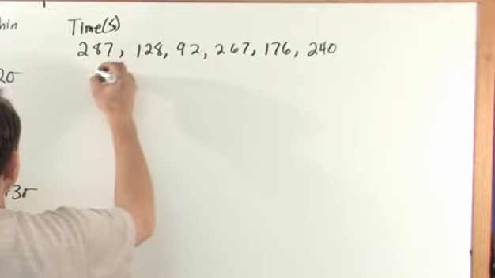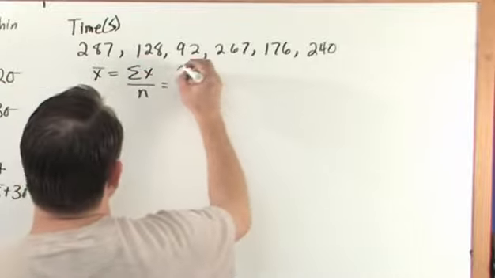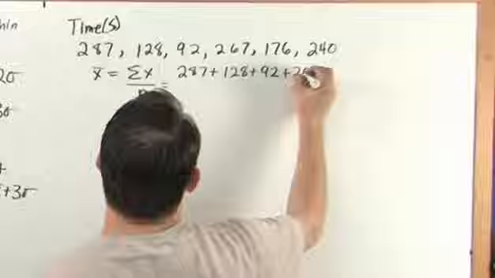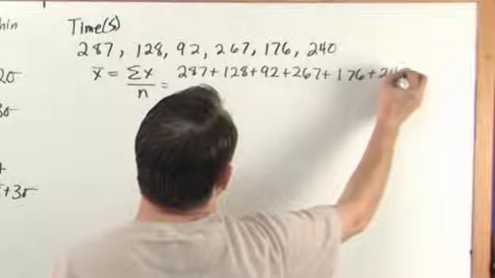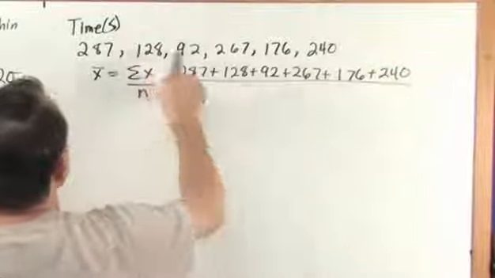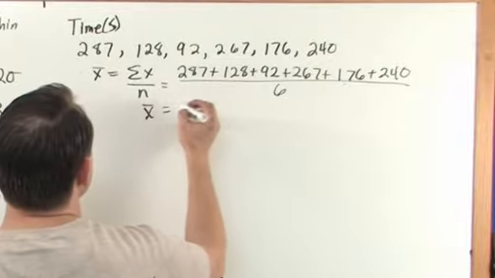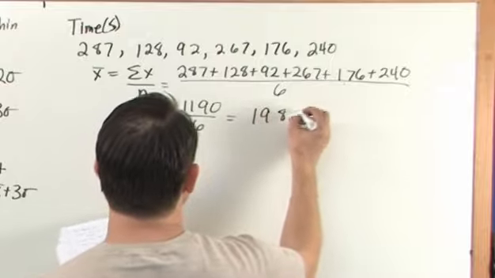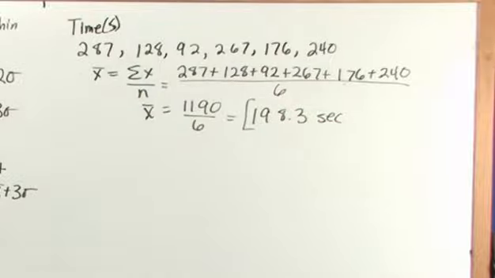If you want to calculate the mean, all you do is add up your samples and divide by the number. So you're going to do 287 plus 128 plus 92 plus 267 plus 176 plus 240, and then divide by 6 samples. On the top you get 1190 divided by 6, which is 198.3 seconds. The mean value of all the restaurants in aggregate is 198.3 seconds.